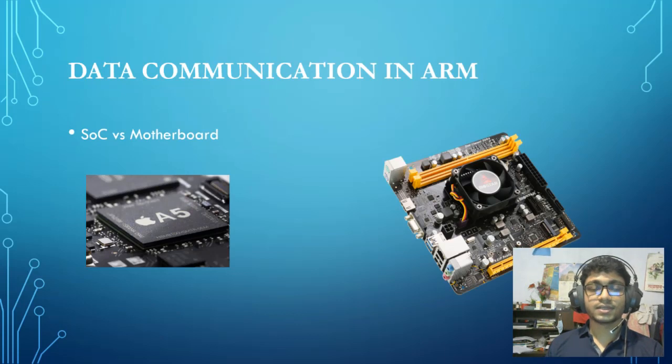So let's talk about data communication in ARM, that means RISC processors. ARM or RISC processors use SoC. On the other hand, x86 or CISC processors are using motherboards. So what is SoC? SoC is system on a chip. That means the whole system is inside a chip. In a chip we can have the processor, graphics processor, ROM and RAM as well. A chip can have everything that is needed to run the whole system.